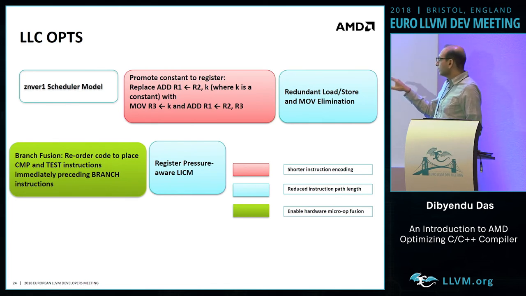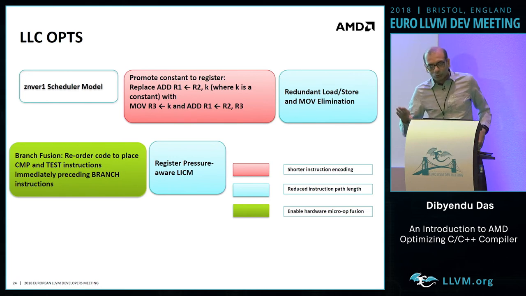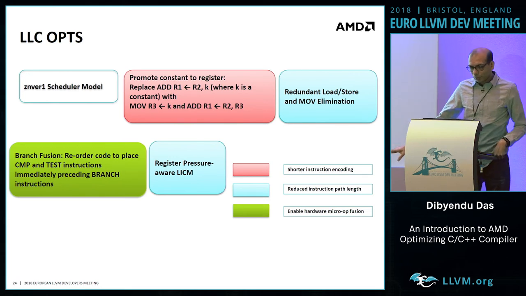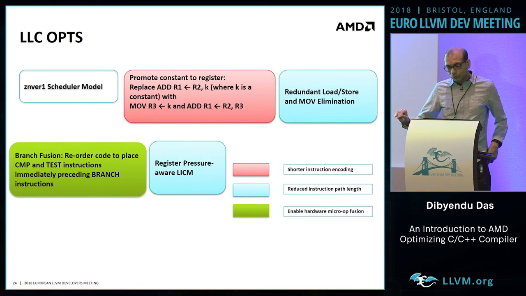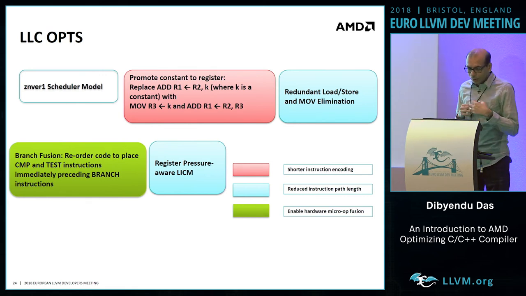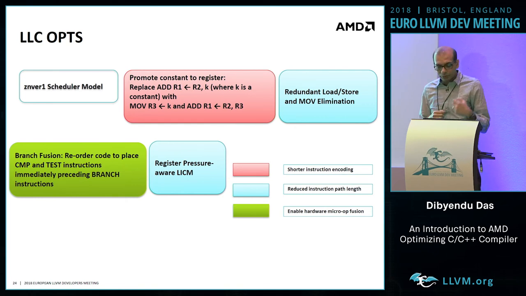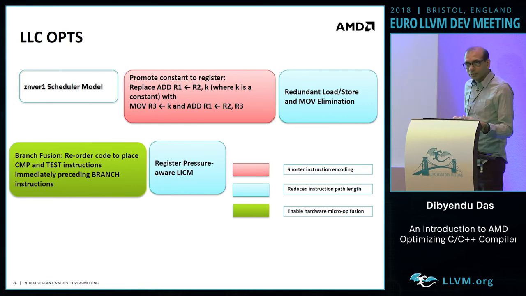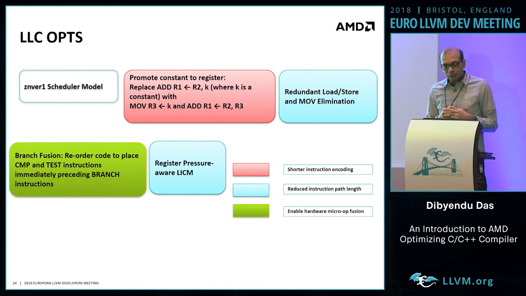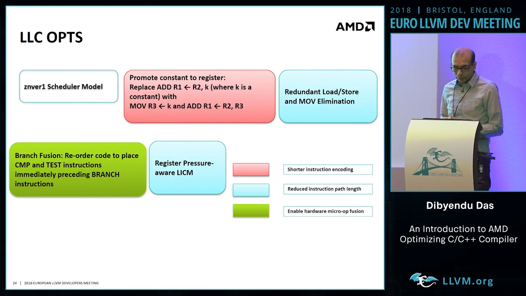Register pressure or LICM. Though it's LICM, we do it pretty low down in the pipe because if you are in a very deep loop and you are doing LICM, then moving it very high up may actually cause a lot of register pressure. So this is only under ZenVer1, because we know the number of instructions, registers that you have and things like that.